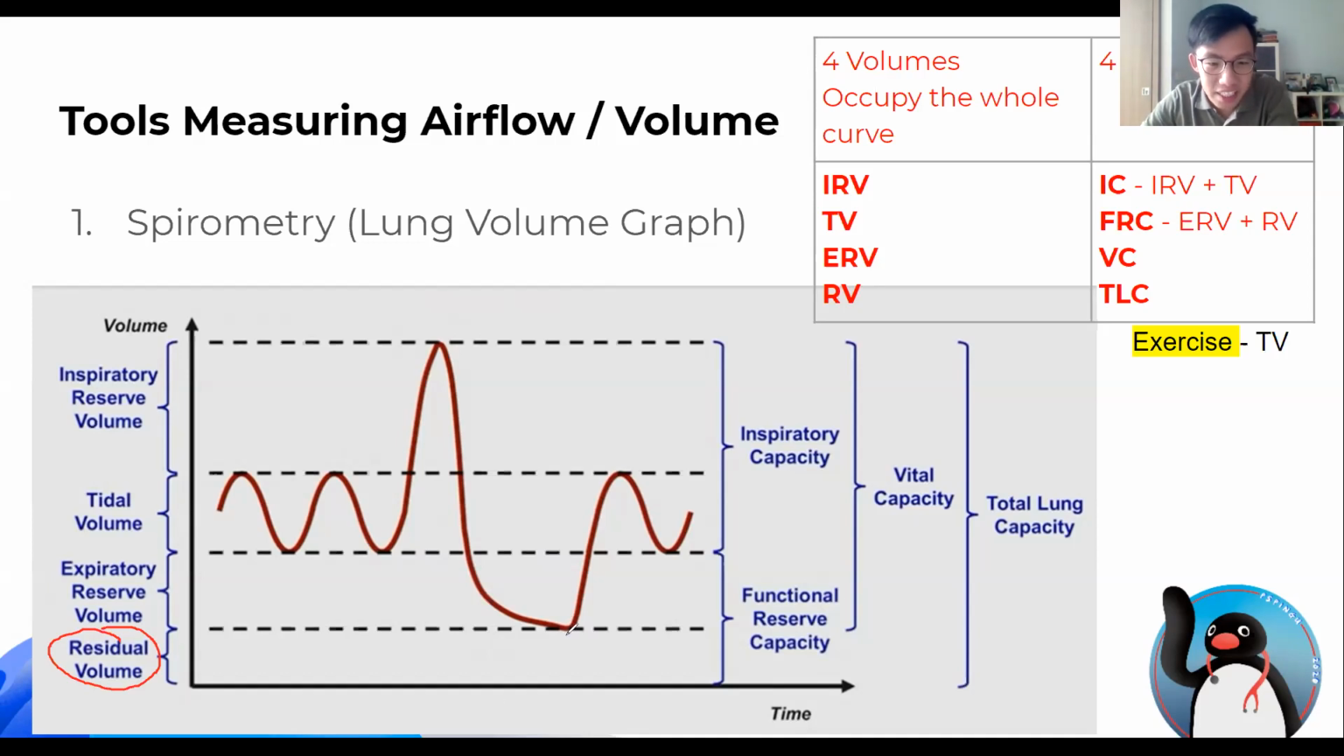Because of that, there's this residual volume that you can't measure, because it's not actually blown out into the spirometry. So that's the first point I want to bring up: the residual volume cannot be measured. And the second thing I want to bring up is exercise.